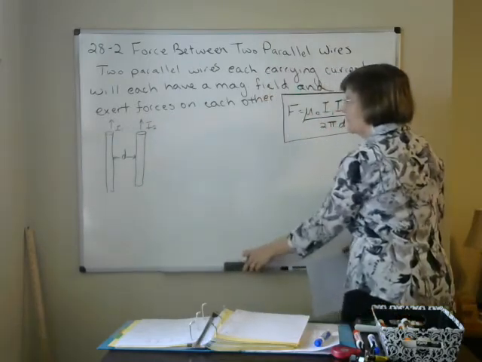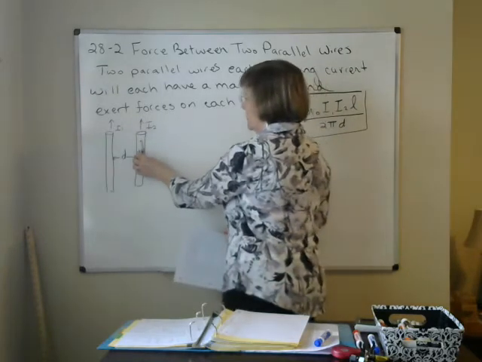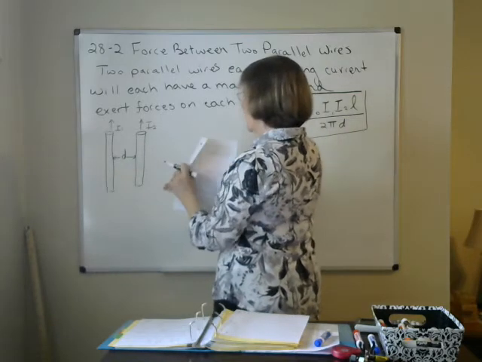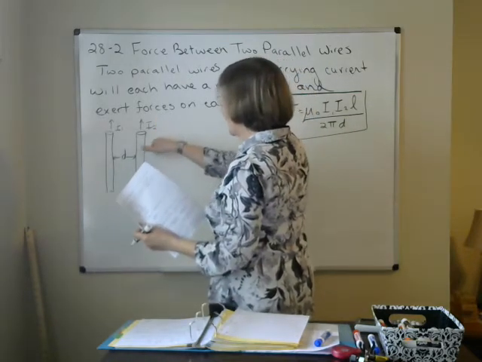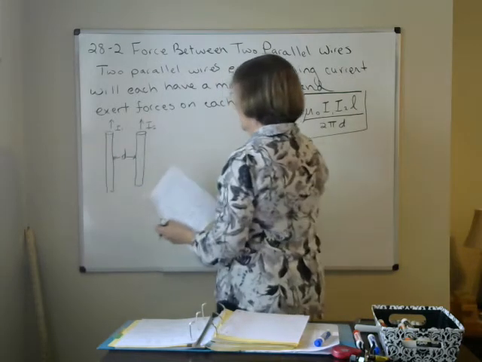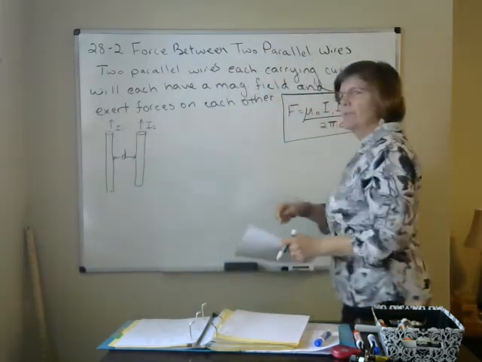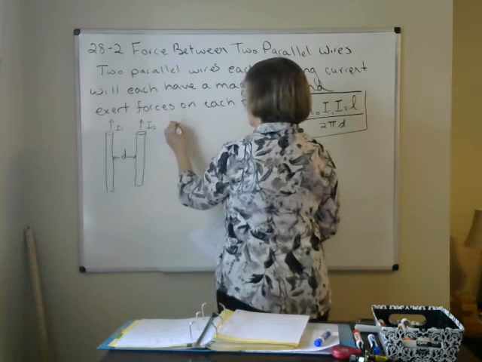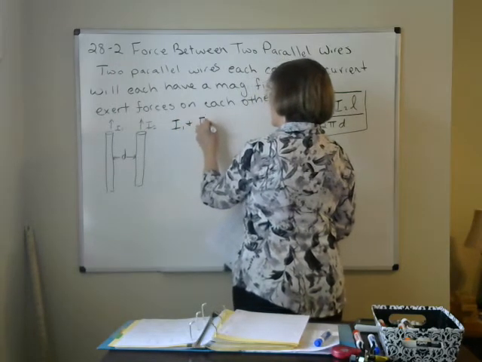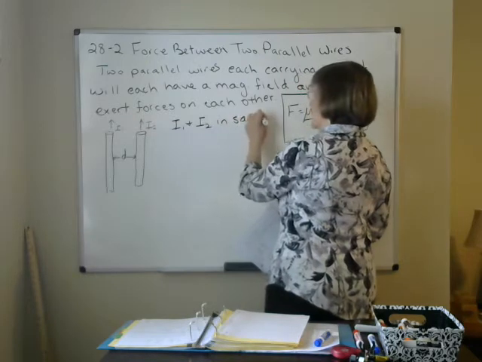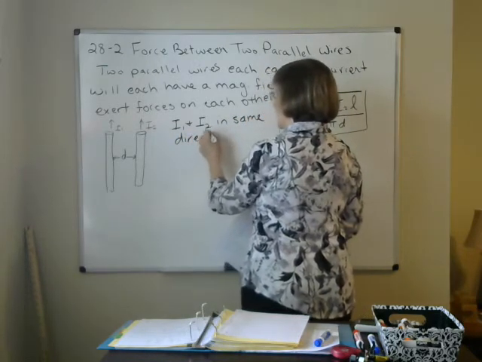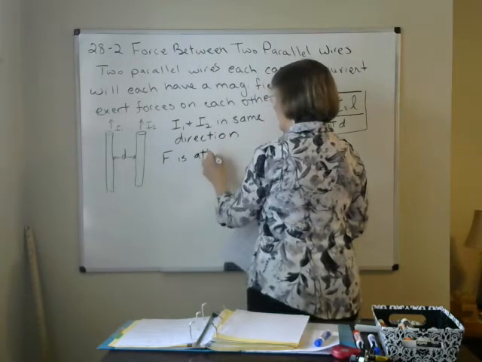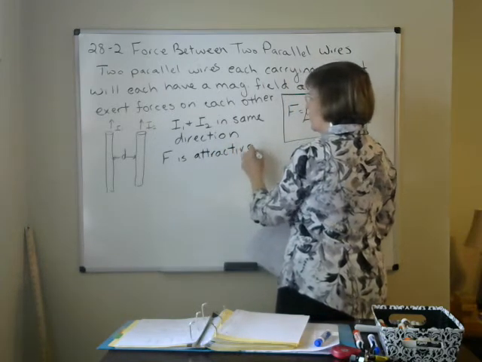If we think about it, we could figure that out. If the current's going up here and the magnetic field is into the board here, and I curl my fingers up and go into the board, I can see that I2 is being pulled towards I1. I could do the other side if I wanted to, but we can see that. So this is same direction, F is attractive. They'll be pulled towards one another.